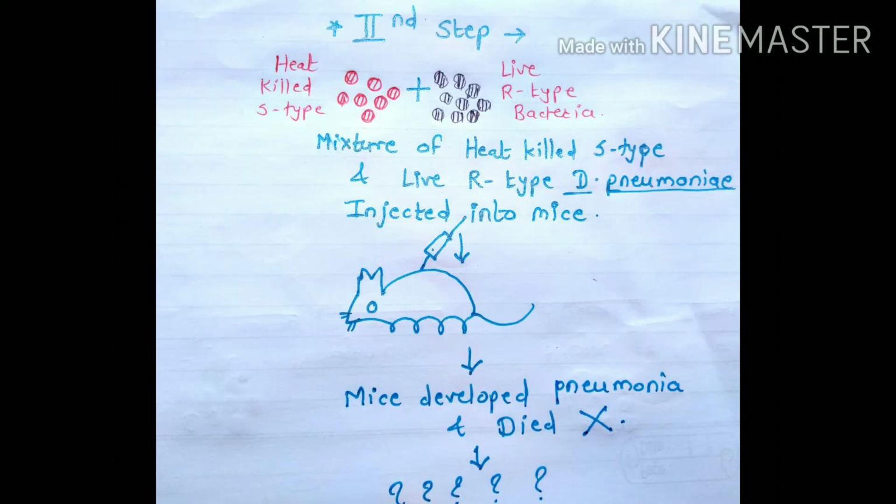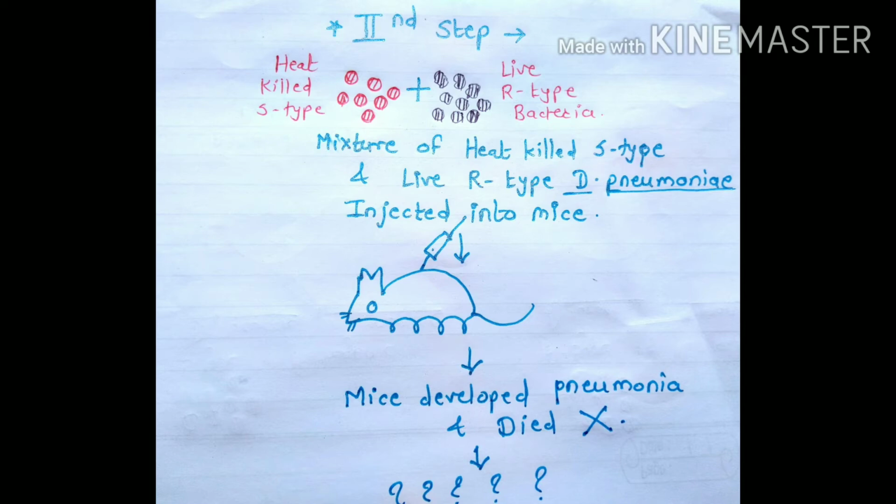Okay friends, now in the next step, Griffith injected a mixture of heat-killed S type and living R type bacteria to healthy mice. Okay, so in this case, S type, that means pathogenic bacteria, are heat-killed and R type, that means non-pathogenic bacteria, were alive. He observed that the mice developed pneumonia and died, and when he examined the blood sample of dead mice and cultured a pathogen from their blood on the media, he observed S type bacterial colonies.